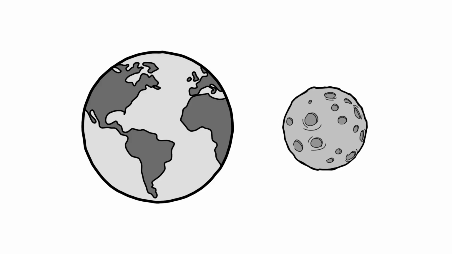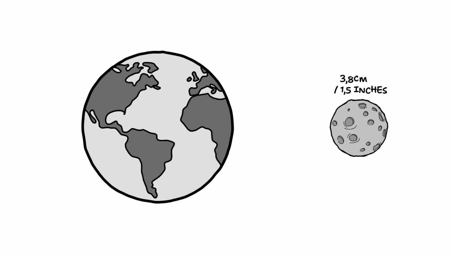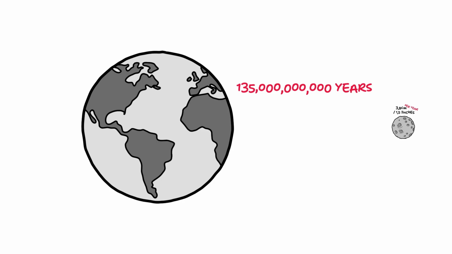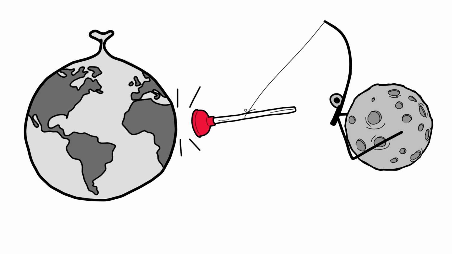The moon is drifting away from Earth at a rate of approximately 3.8 centimeters or 1.5 inches per year. Eventually, the tides will stop happening, in about 135 billion years from now. By then, we're pretty sure that the moon will be far enough away to stop tugging on our oceans. On the other hand, our sun will have burned out about 130 billion years ago, so you might not care by then anyway.